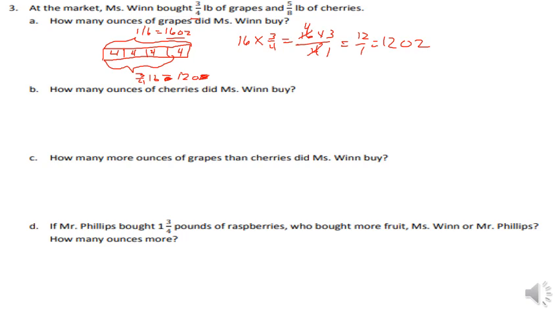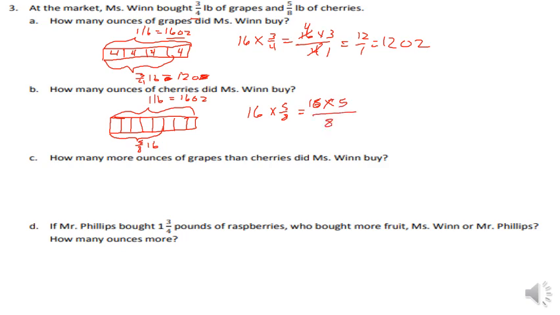Now, how many ounces of cherries did she buy? Okay, well, cherries, she bought 5/8 of a pound. So we're going to split this into 8s. And it says she bought 5/8 of a pound. And once again, this is 1 pound, which equals 16 ounces. So now we've got 16 times 5/8, which equals 16 times 5 over 8. 8 goes into 8 one time, 8 goes into 16 two times, so that's going to be 10 over 1, so it equals 10 ounces.